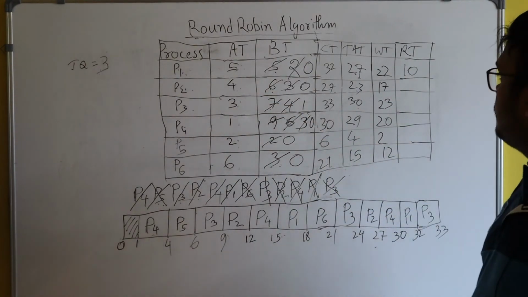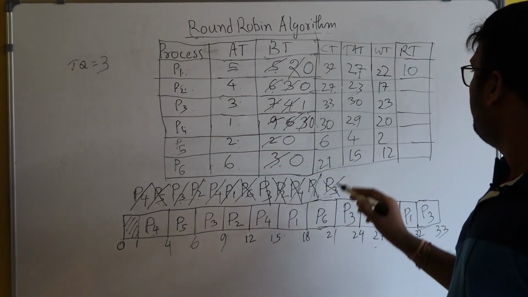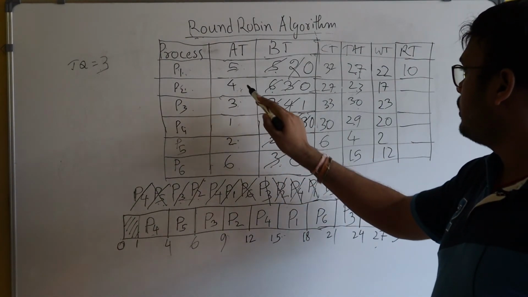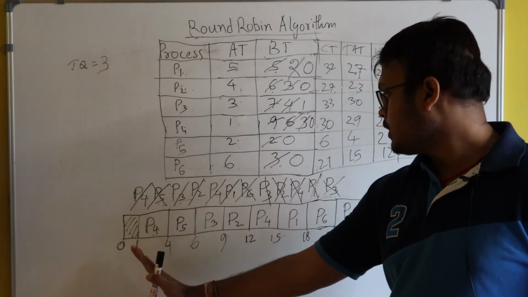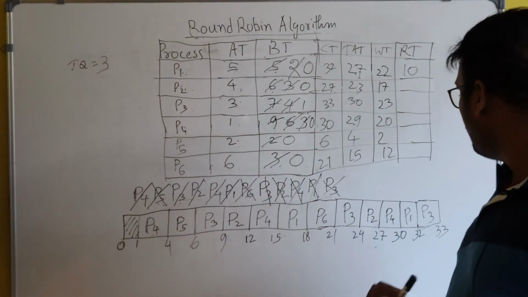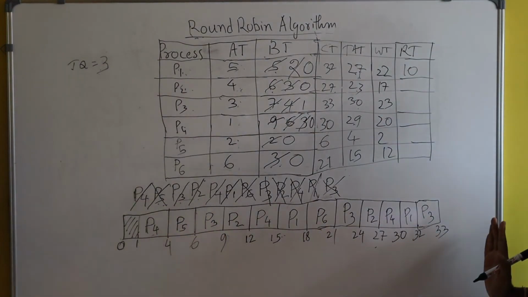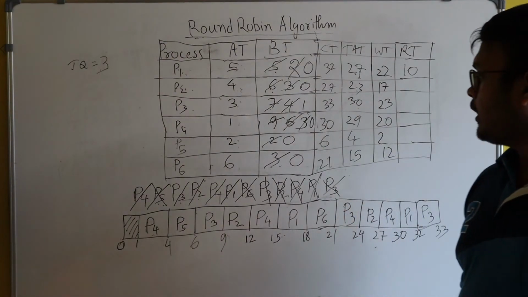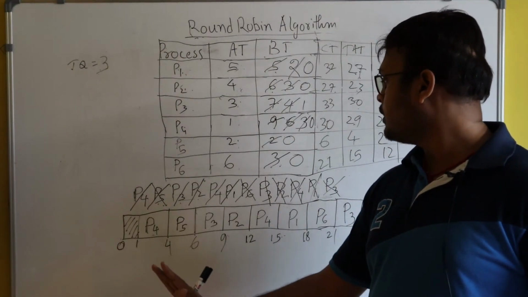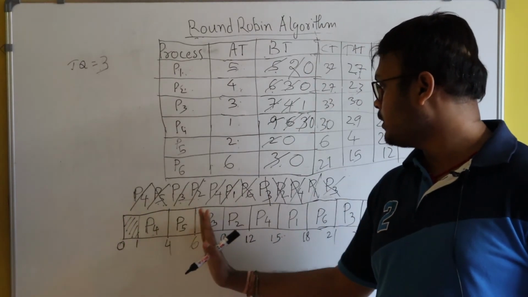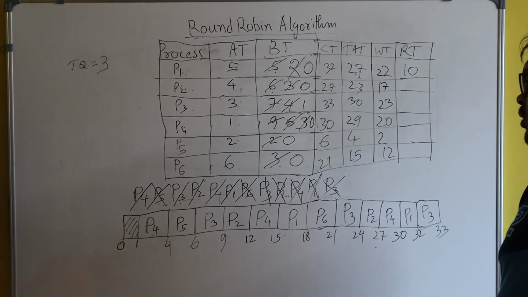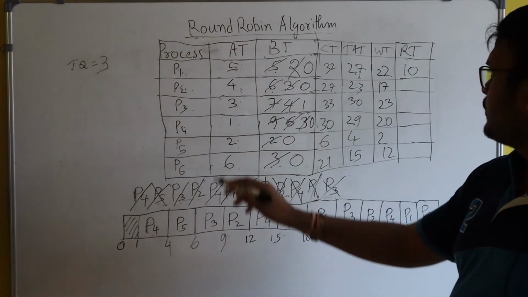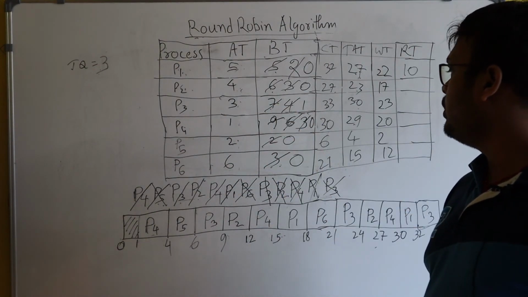Fine. Now P2 arrived at 4. But when the first time P2 got the CPU, just check from this side now. While calculating the completion time, you should check from this side. But while calculating the response time, you should check from this side. Okay. Just use your intuition. Here is nothing new. So yes, let's calculate the response time of P2.